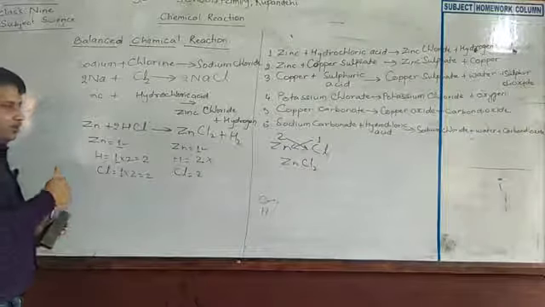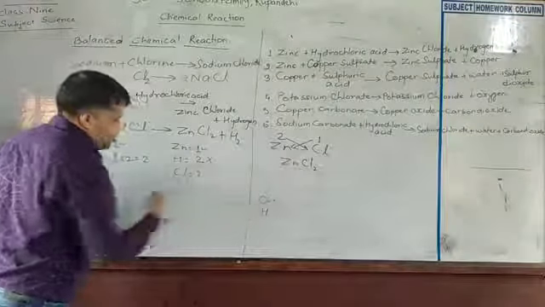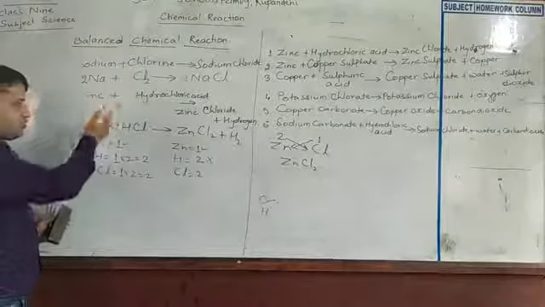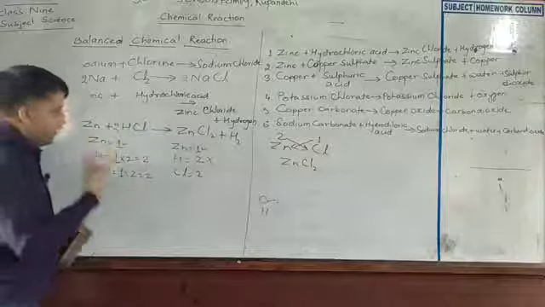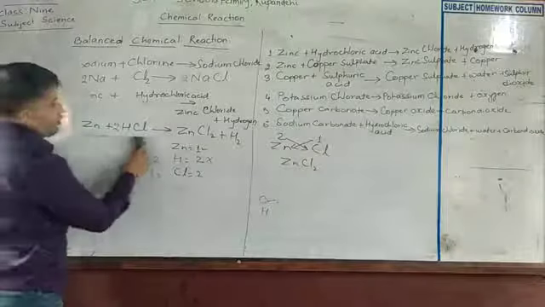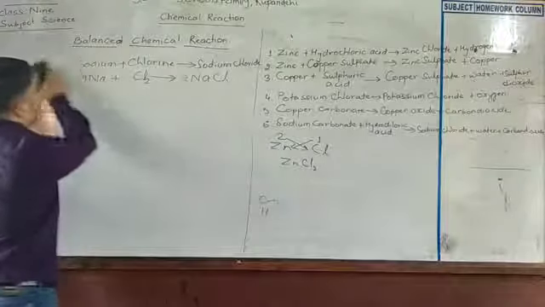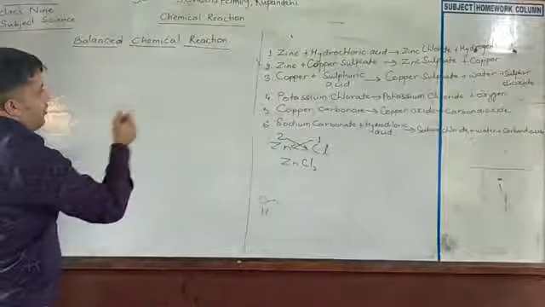In that, if there is oxygen, it should be balanced second last, and hydrogen should be balanced last. In that manner we will substitute the coefficients and write like that. So let's take another example.